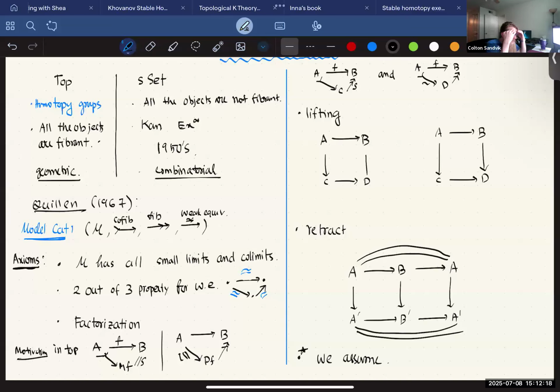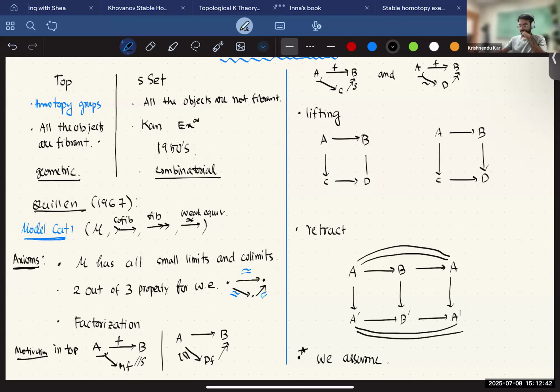I have a quick question. So we defined mapping cylinders last time, but we didn't define the path space. What is that supposed to mean in an arbitrary model category? Is this some data that we're adding, or should this be constructed from limits and colimits?